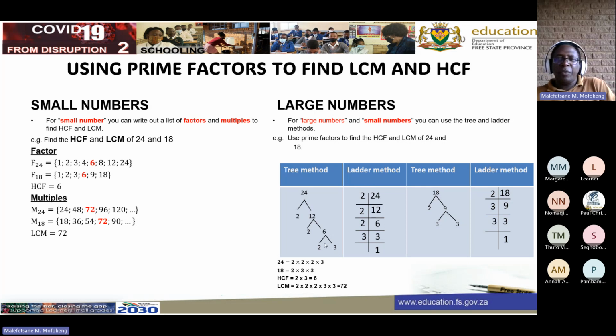And for the highest common factor of 24 and 18, you take the common numbers, which are 2 multiplied by 3, which gives us 6. And for the LCM, it is 2 multiplied by 2, multiplied by 2, also multiplied by 3, multiplied by 3, which is going to give us the product as 72.